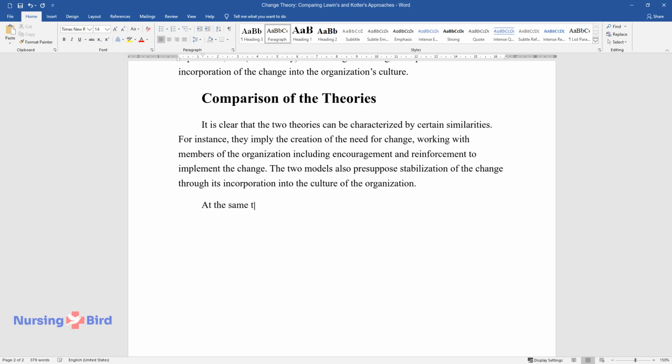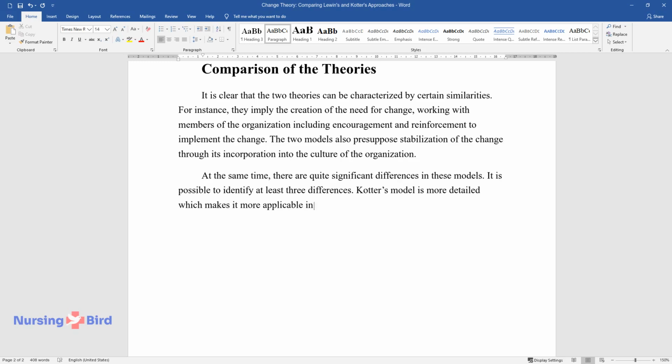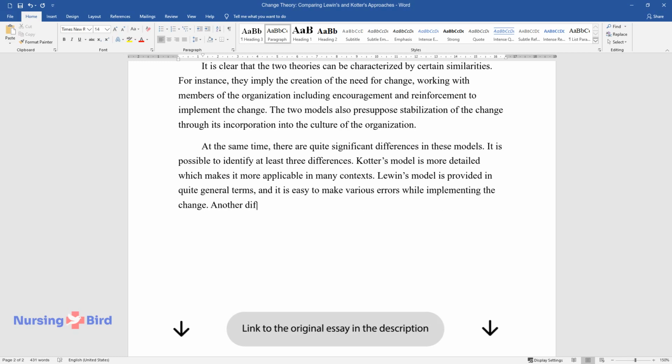At the same time, there are quite significant differences in these models. It is possible to identify at least 3 differences. Kotter's model is more detailed, which makes it more applicable in many contexts. Lewin's model is provided in quite general terms, and it is easy to make various errors while implementing the change.